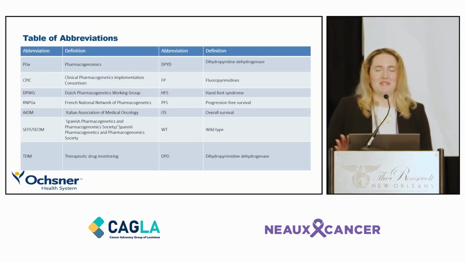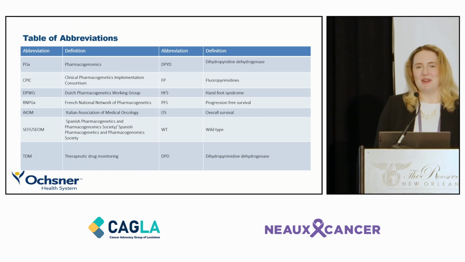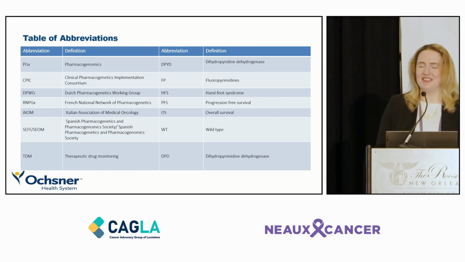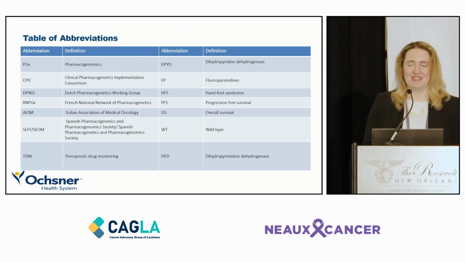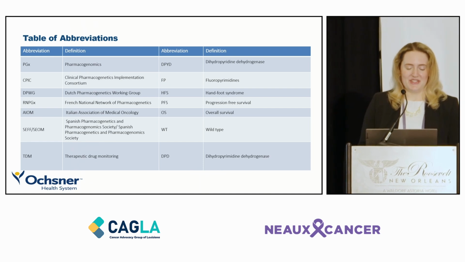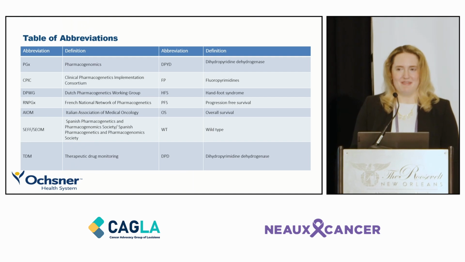So this is just a brief table of abbreviations. As we all know in the genetic world, I lovingly call the things we look at alphabet soup. There's a lot of just different numbers and letters. So this is here for reference as we'll be talking about various different organizations, enzymes, whatnot.